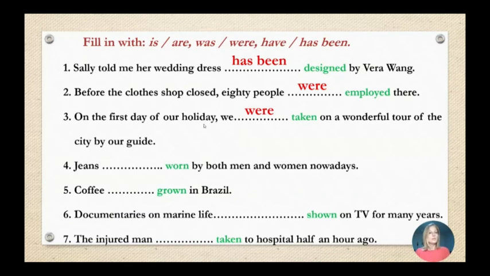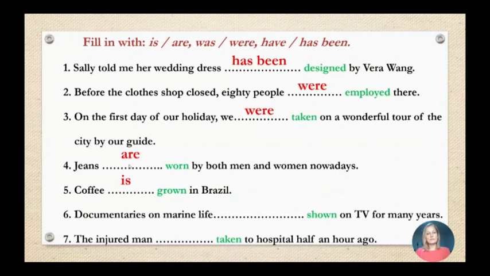The fourth one. Jeans worn by both men and women nowadays. We have nowadays. So the action is happening now. So it must be present simple, yes. Jeans are worn by both men and women nowadays. Okay, great. The fifth one. Coffee grown in Brazil. It's a fact. So it's present simple. Coffee is grown in Brazil.